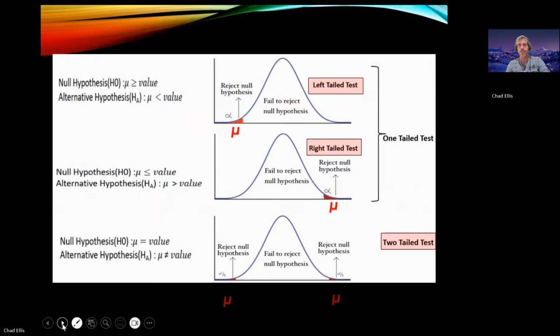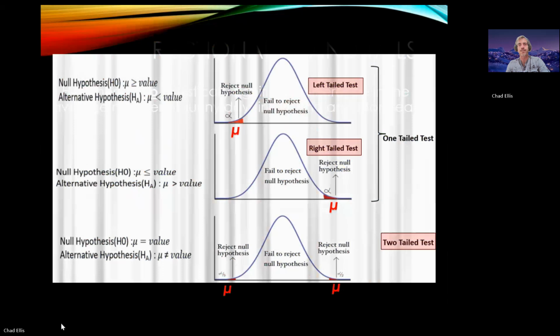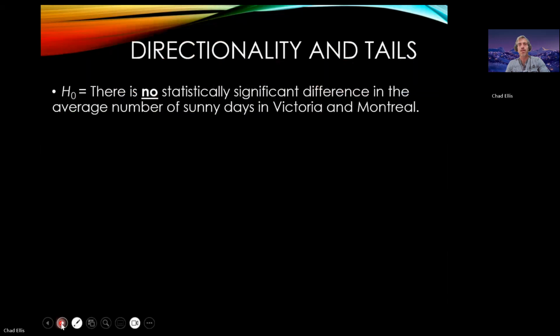And then for our two-tailed test, non-directional, we only care about whether the population mean is any different. It doesn't matter whether it's greater or less than the sample mean. We're just wondering if it's significantly different or not.